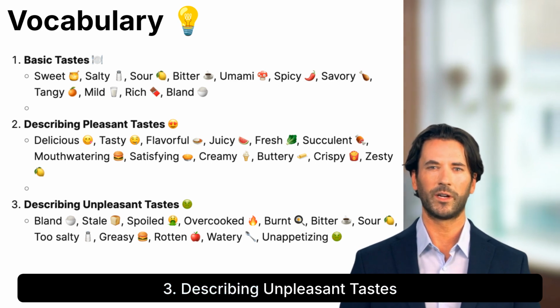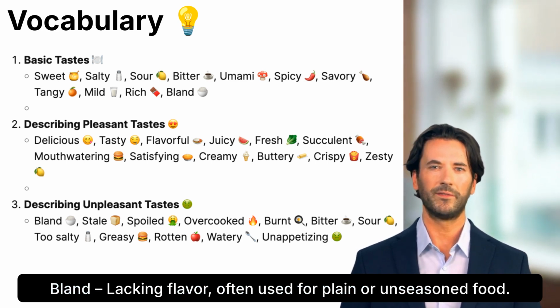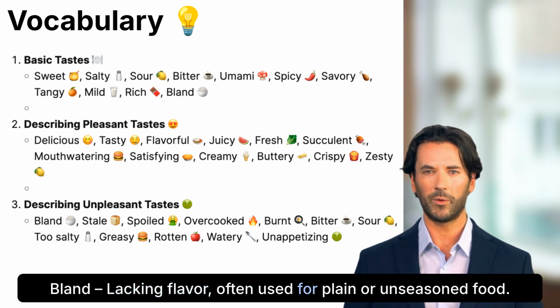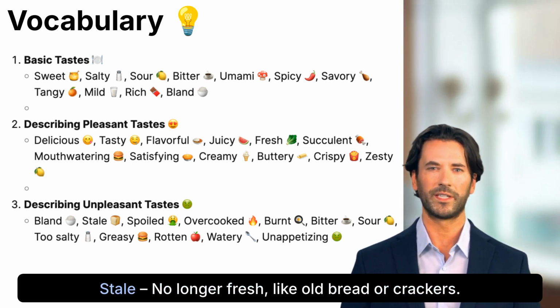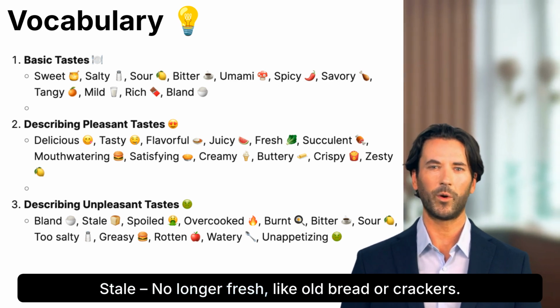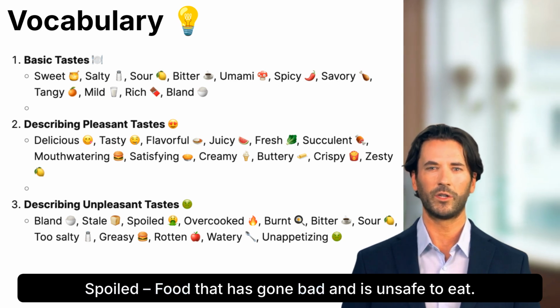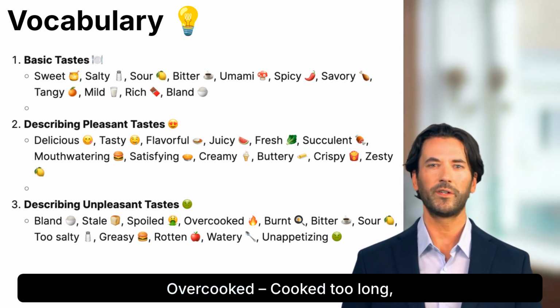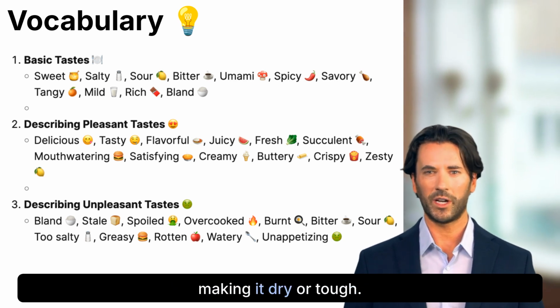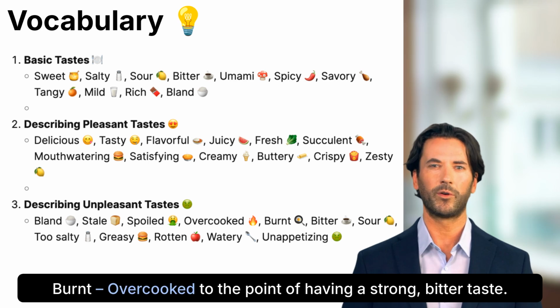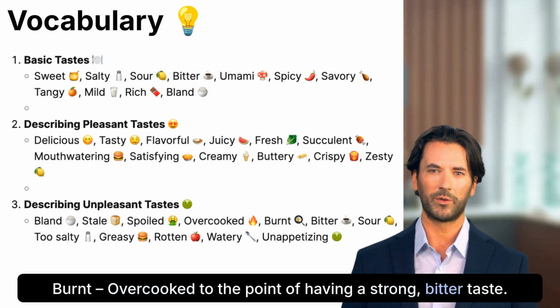3. Describing unpleasant tastes. Bland, lacking flavor, often used for plain or unseasoned food. Stale, no longer fresh, like old bread or crackers. Spoiled, food that has gone bad and is unsafe to eat. Overcooked, cooked too long, making it dry or tough. Burnt, overcooked to the point of having a strong bitter taste.